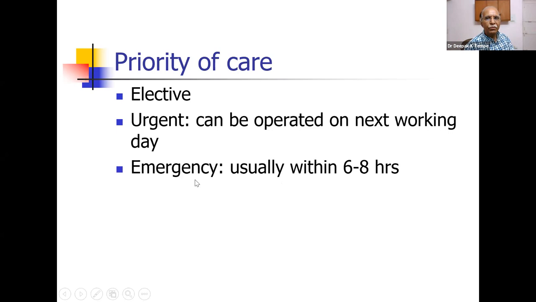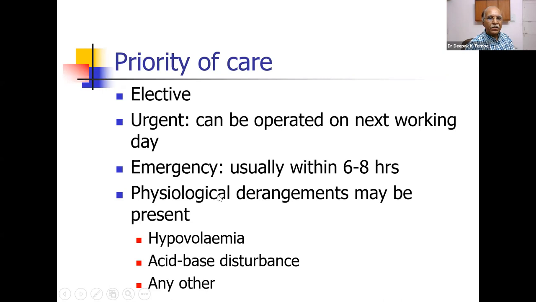Because they provide very little time to optimize their condition, physiological derangements may be present in these patients who undergo emergency surgery. They may be hypovolemic, they may have acid-base disturbance, and any other thing can be there. They may be on an IABP, for example. They have such a great degree of hemodynamic disturbance that they may be on an intra-aortic balloon pump, and therefore they stand a higher risk of surgery by way of performing an emergency surgery.